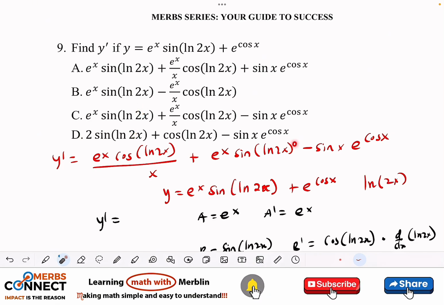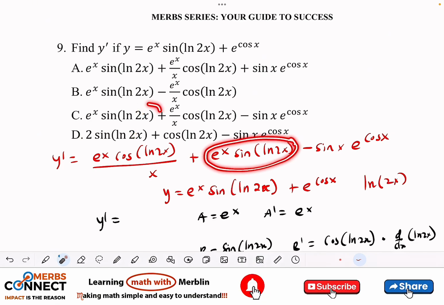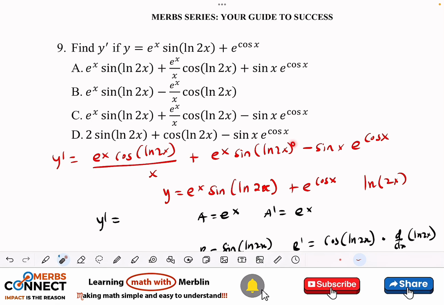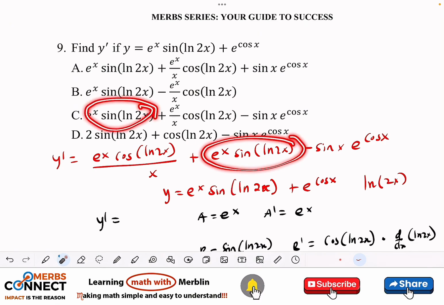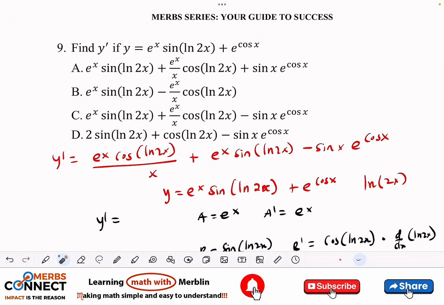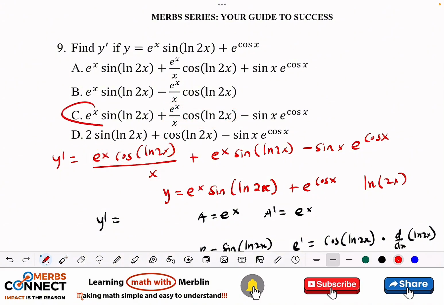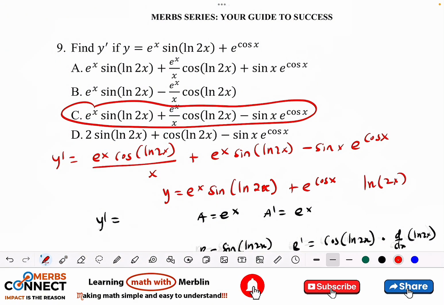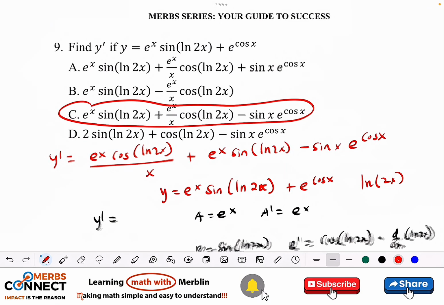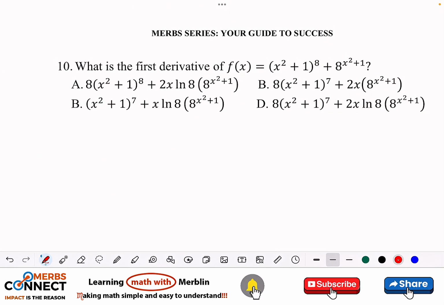Now we can also see that we have this option here, so the way they arrange the solution, this is also here. So of course the answer is supposed to be C. And then we have this one also here: e to the power x divided by x times this, which is also here. So this one should be giving us this right here. So that's question 9. Let's look at question 10.